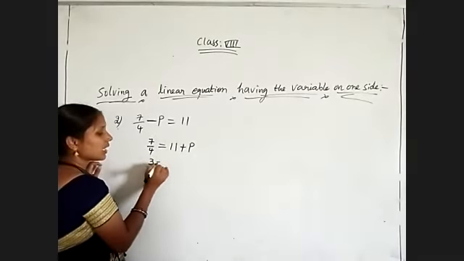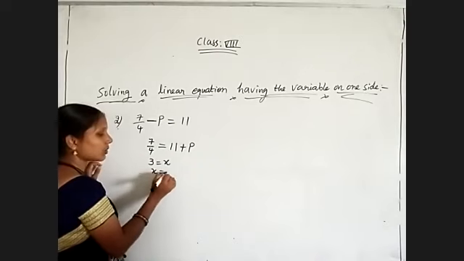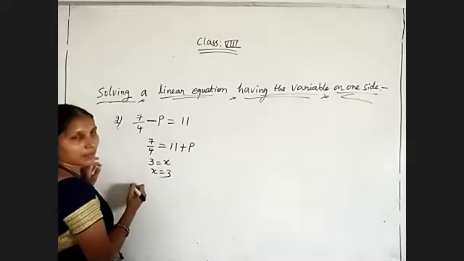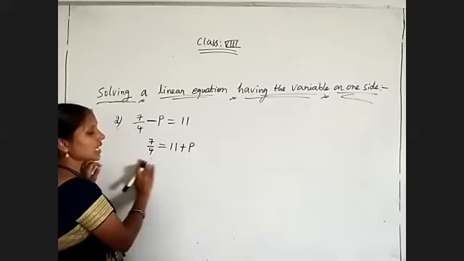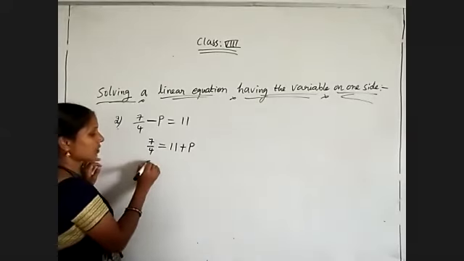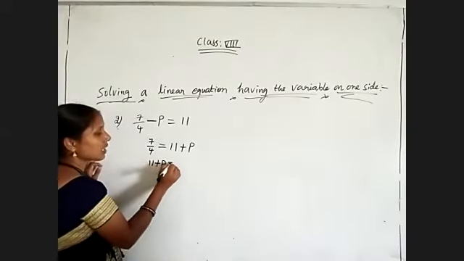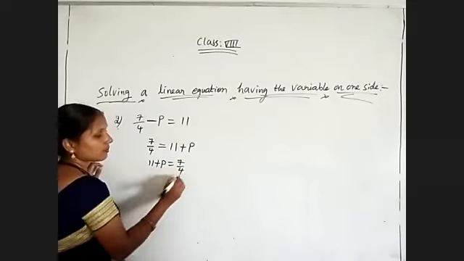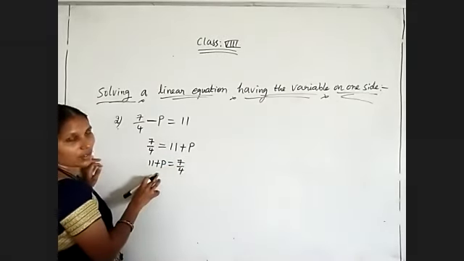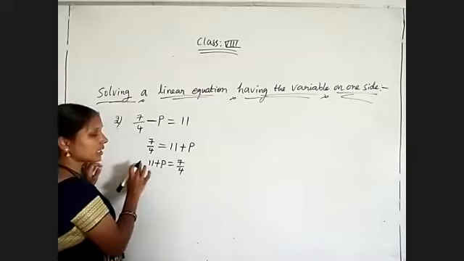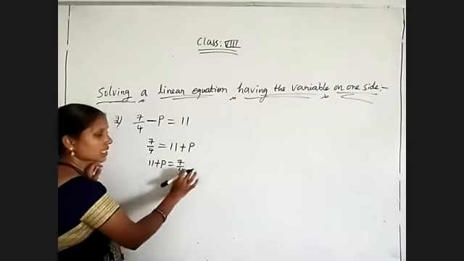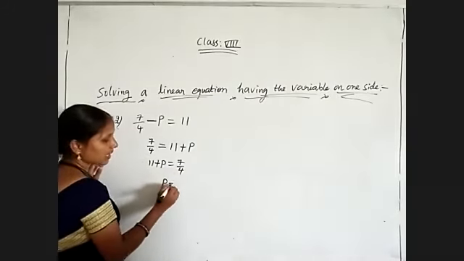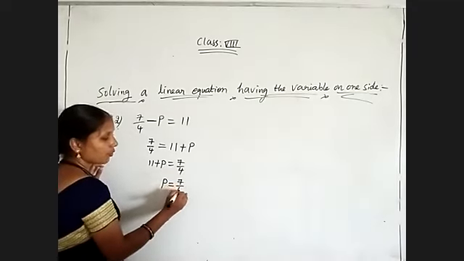3 equal to x means x is equal to 3 also. Both are the same. So LHS is equal to RHS, RHS is equal to LHS. That's why 11 plus p is equal to 7 by 4. Now plus p we have. So what is the extra term here? 11. So translate this side. So plus p is equal to 7 by 4.